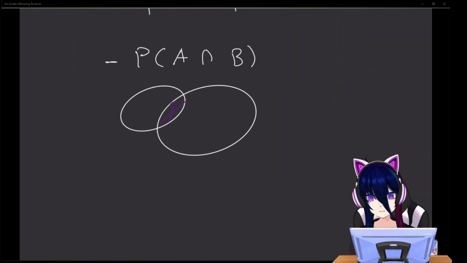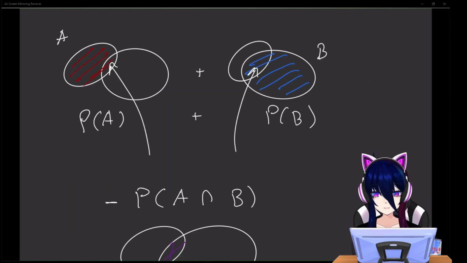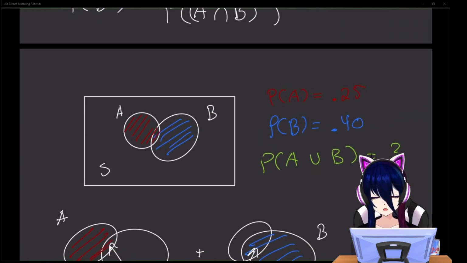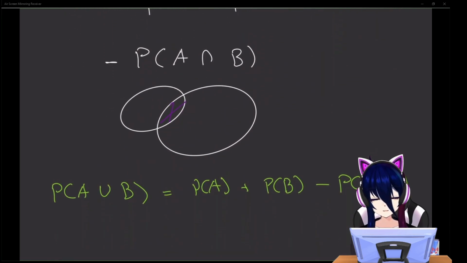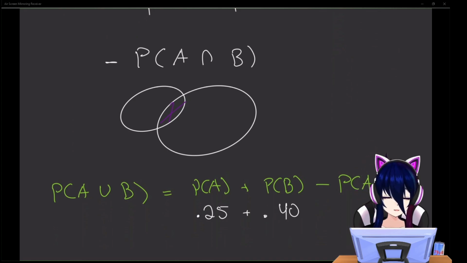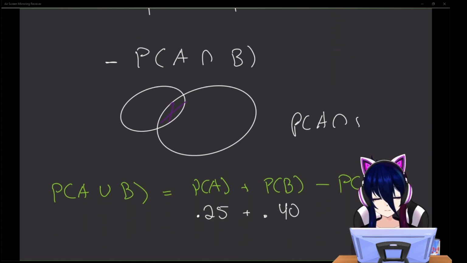So that gives us the formula: the probability of A unioned with B equals the probability of A plus the probability of B minus the probability of their intersection. Earlier we said that A was 0.25 and B was 0.40 for the probabilities. So let's write these out. We get 0.25 plus 0.40, and we'll say the intersection is something like 0.15. That feels reasonable.